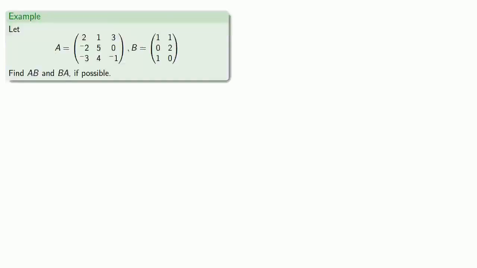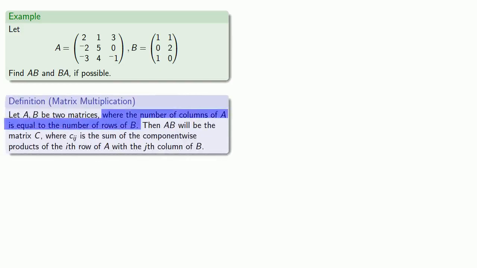For example, suppose we want to multiply the two matrices A and B. There's two products that we might be able to make, AB and BA. So remember that in order to be able to multiply two matrices, the number of columns of the first factor must equal the number of rows of the second factor. So since A has three columns and B has three rows, we can find the product AB.